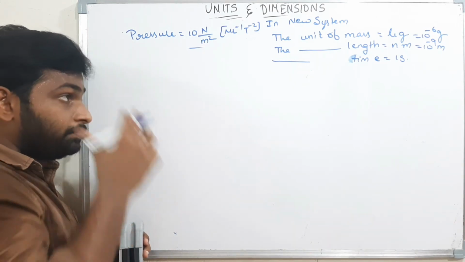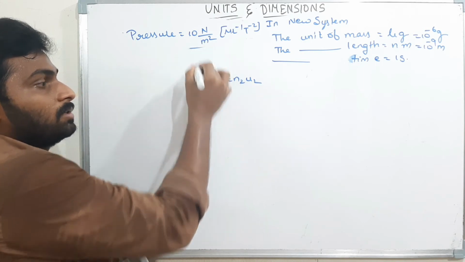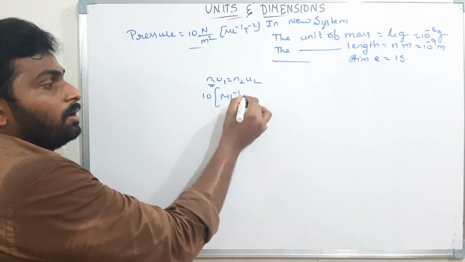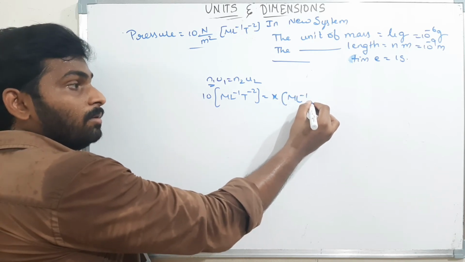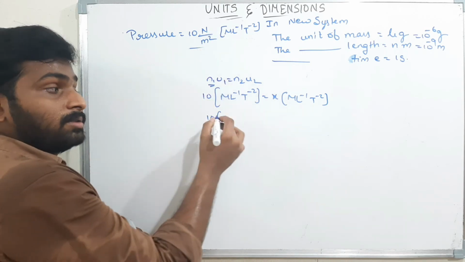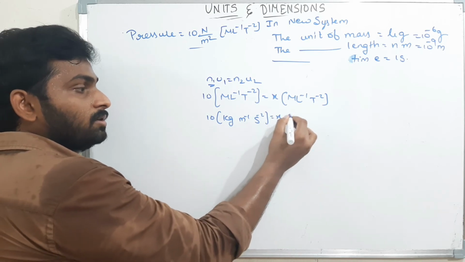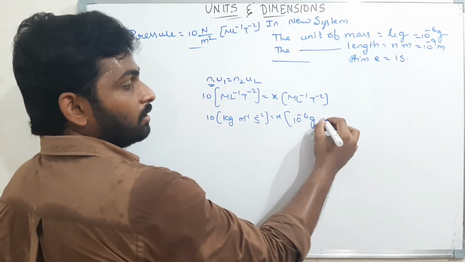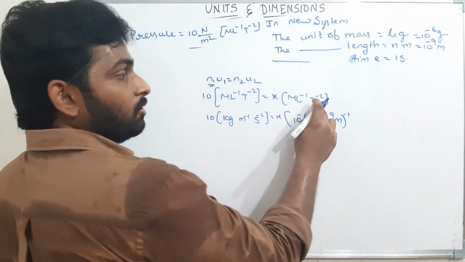Now, observe carefully. n1 u1 is equal to n2 u2. In this, n1 is 10 and u1 is the dimension M L power minus 1 T power minus 2, equal to n2, which I don't know, so x, and the dimension will be the same, M L power minus 1 T power minus 2. For mass, in the SI system, the unit is kg, length is meter, and time is second, so kg m inverse s power minus 2, is equal to x into, in this new system, what is the unit of mass? 10 power minus 6 grams. What is the unit of length? 10 power minus 9 meters, inverse. And what is the unit of time?